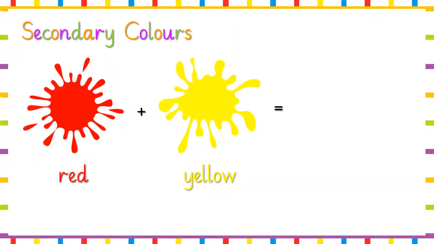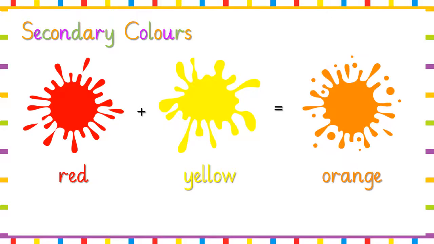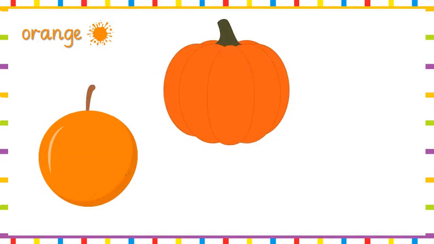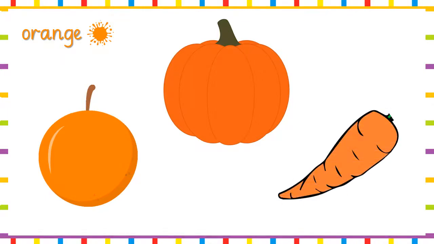Now let's see how we can make the secondary colors. When we mix red with yellow we get orange. Right. Now, let's see the orange colored objects. An orange is orange, a pumpkin is orange, and a carrot is orange. Right.